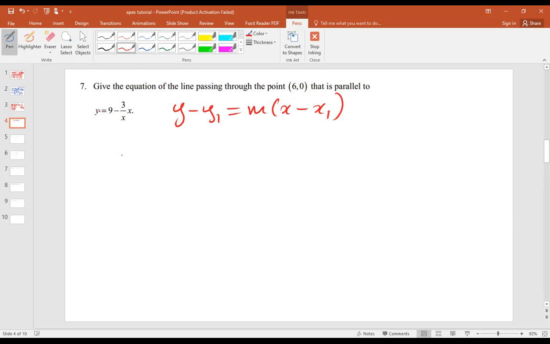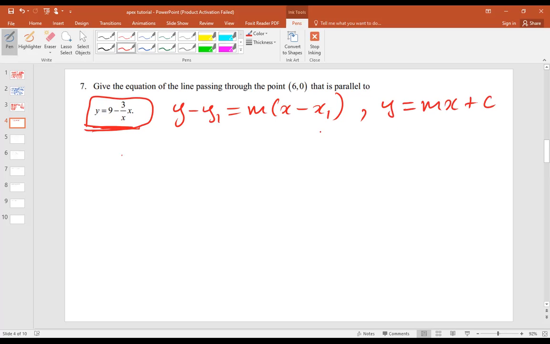From the equation we've been given, we're just going to get the gradient, because they are saying the two lines are parallel. The line we're going to find and this line we've been given are parallel, so we just have to get the gradient from the given line. How do we get the gradient from there? We rearrange this equation into the format y is equal to mx plus c.